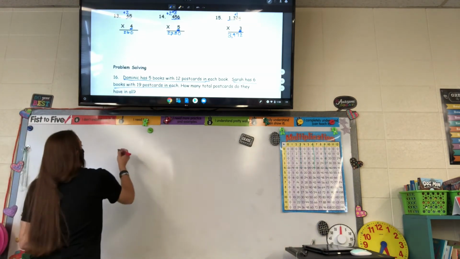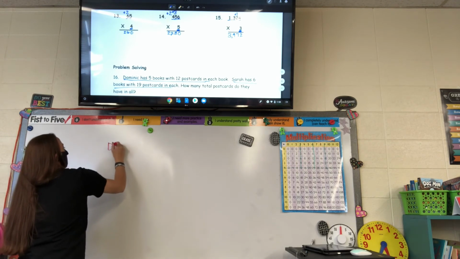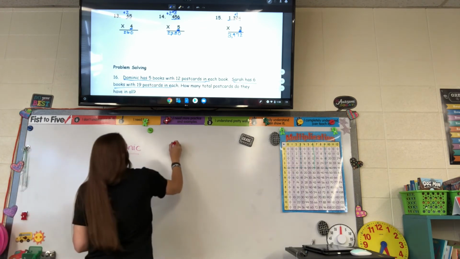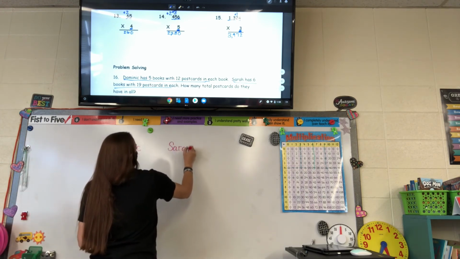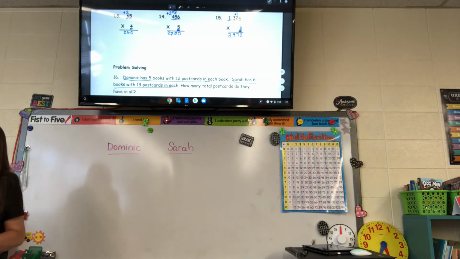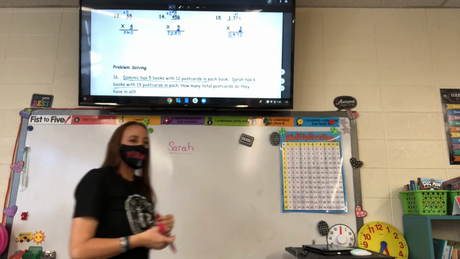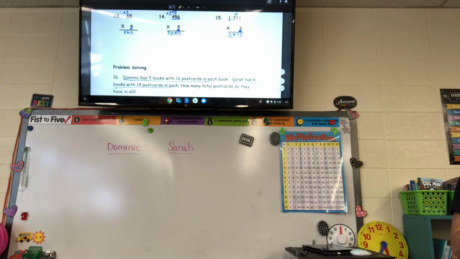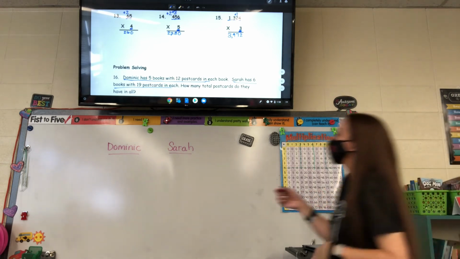So first, we're going to write down Dominic's name because we're going to figure out how many postcards he has first. And then we're going to write down Sarah's name because we're going to figure out how many postcards Sarah has next. Then, after we figure out Dominic's total and Sarah's total, how would we figure out how many they had in all? After we get Dominic's total and Sarah's total, you would add them. Good, give yourself a point.